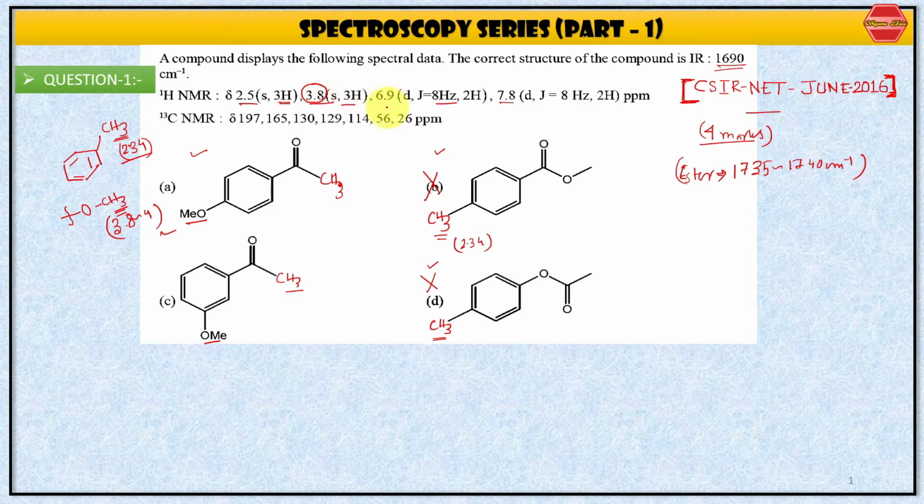First of all, we need to know why these values are 6.9 and 7.8. If we have a compound like this, that is your simple benzene.